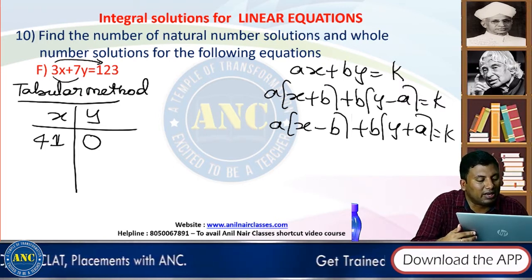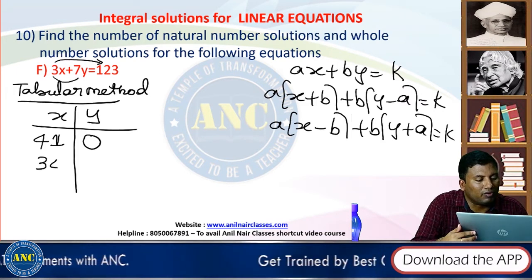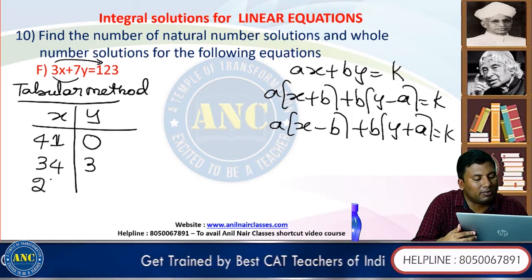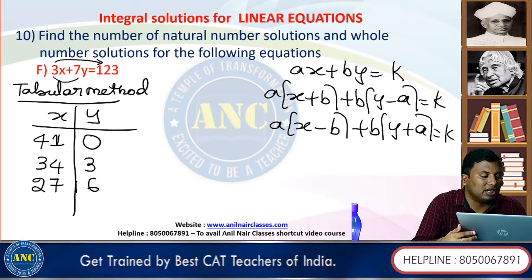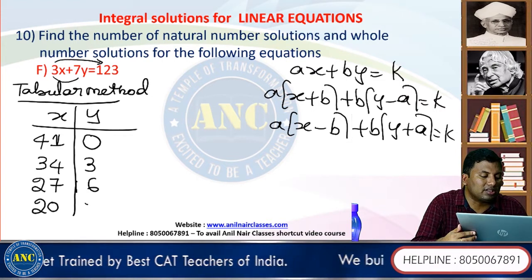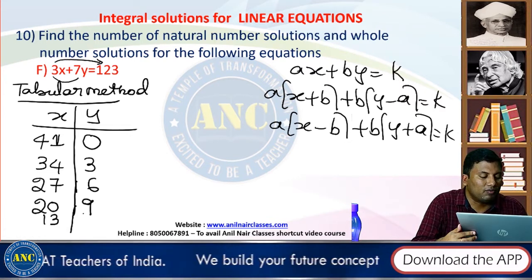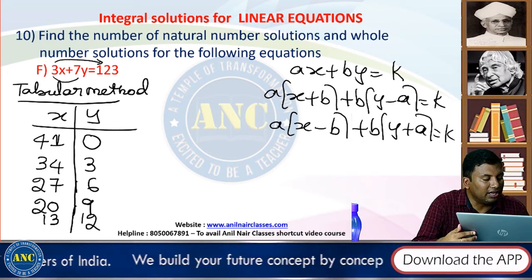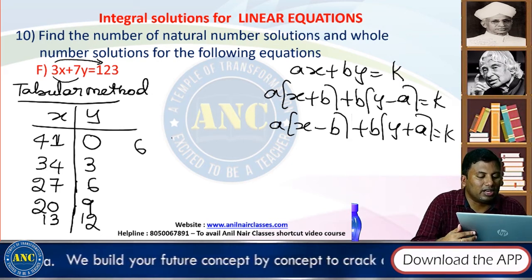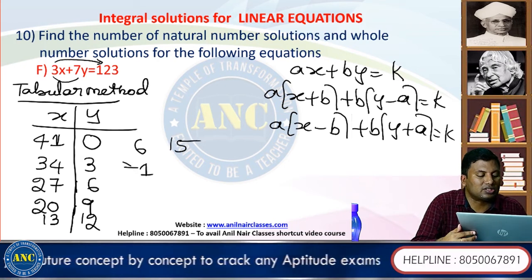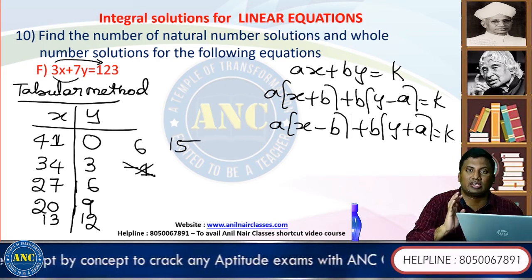41 decreased by 7 is 34, y increased by 3, 0 plus 3. Again decreased by 7, y increased by 3. Again decreased by 7, y increased by 3. Again decreased by 7, y increased by 3. Again decreased by 7, y increased by 3. I cannot decrease by 7 anymore, I will get minus 1. So these are the cases.